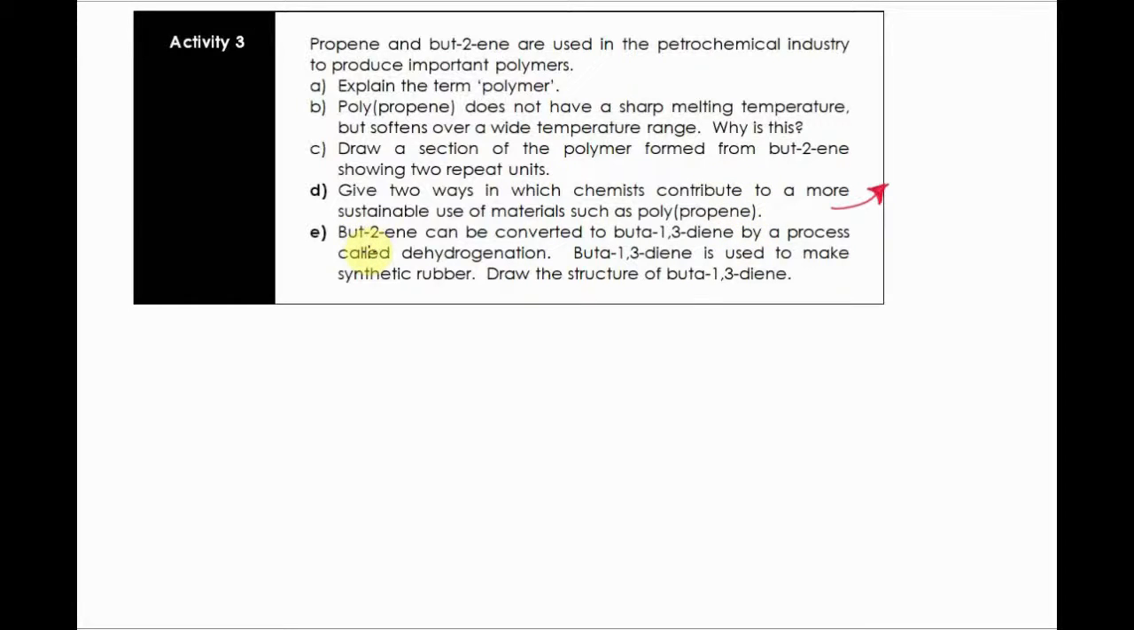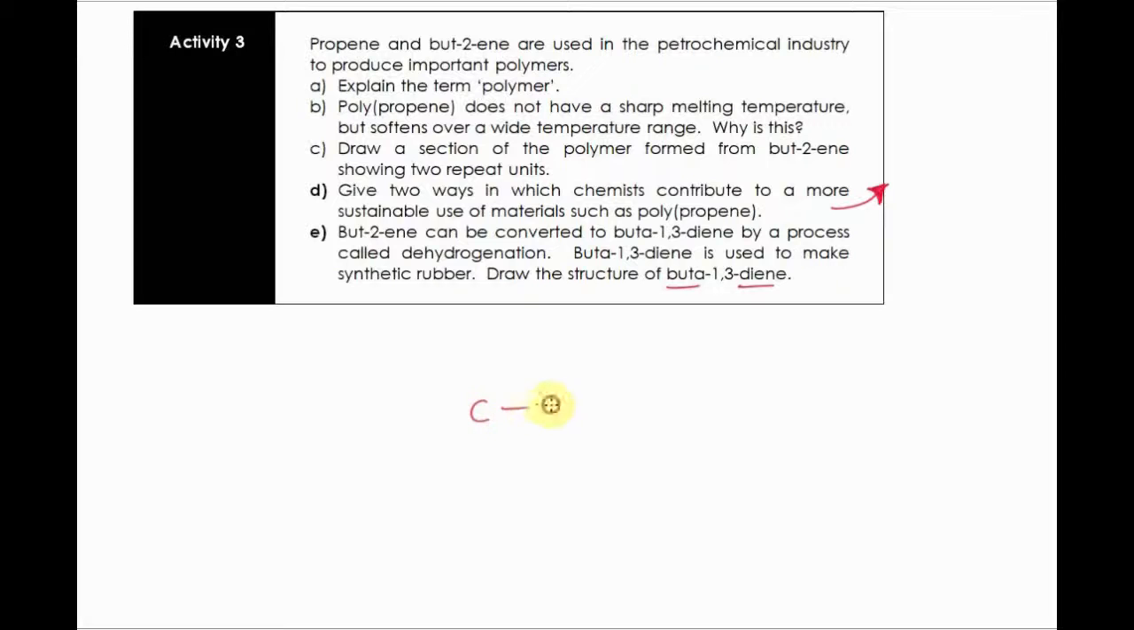Butene can be converted to buta-1,3-diene by a process called dehydrogenation. Buta-1,3-diene is used to make synthetic rubber. Draw a structure of buta-1,3-diene. Right, so bute means it's got 4 carbons. Monkeys eat peanut butter, 4 carbons. And the diene means it's got 2 carbon-to-carbon double bonds, and they're in positions 1 and 3 on the carbon chain.